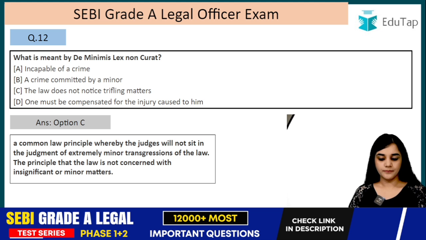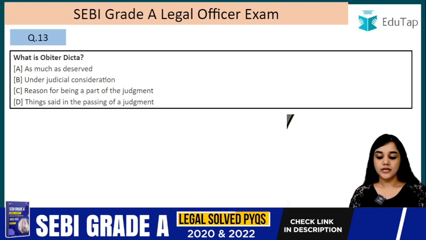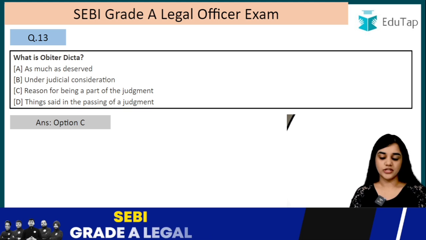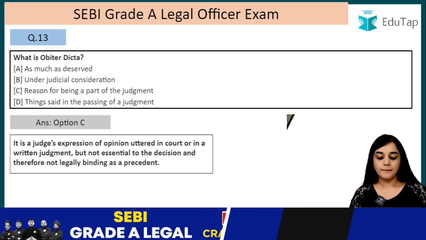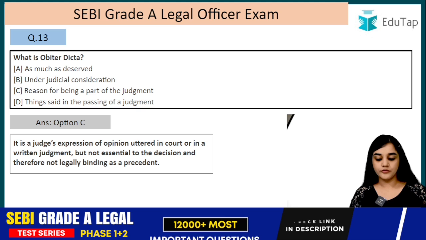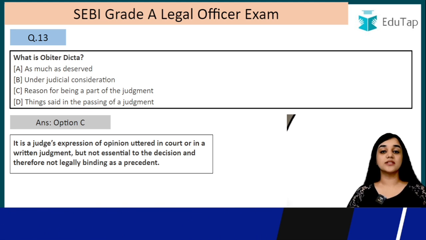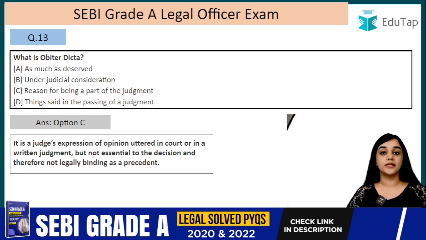Question number 13. What is obiter dicta? This is also very popularly used. Obiter dicta means reasons for being a part of the judgment, right? So it is a judge's expression of opinion uttered in court or in a written judgment, but not essential to the decision and therefore not legally binding as a precedent. It is a casual expression that the judge has given with regard to a judgment, but it is not the principle in that case. It is not something which will be followed by other subordinate courts as well. So it is obiter dicta.